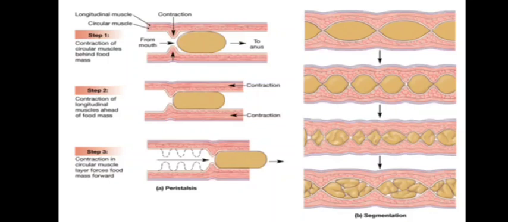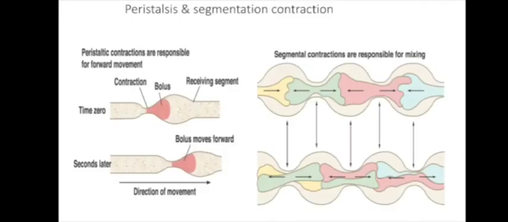As one set of segmentation contraction relaxes, a new set begins between previous contractions. These segmentation contractions chop the chyme 8 to 12 times a minute. Segmentation is mainly a mixing movement. At the same time, peristalsis will change the position of food from one place to another. It is a simple illustration which shows the peristaltic contractions are responsible for forward movement and segmental contractions are responsible for mixing.